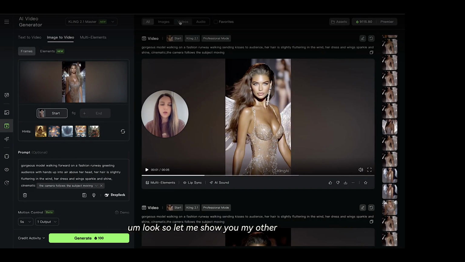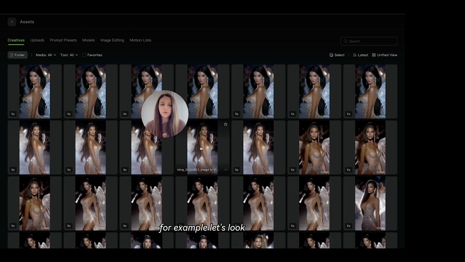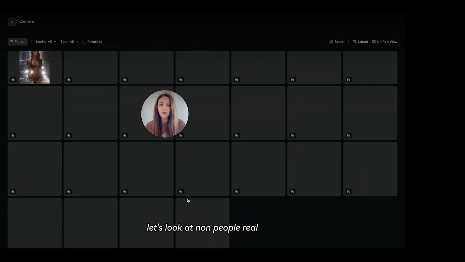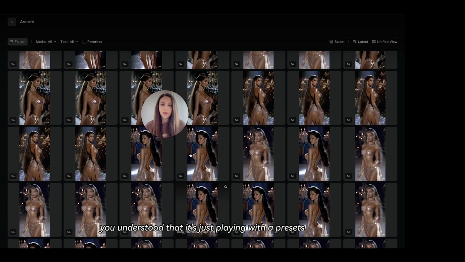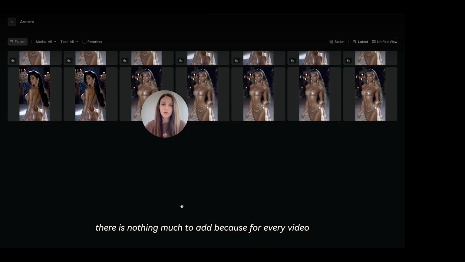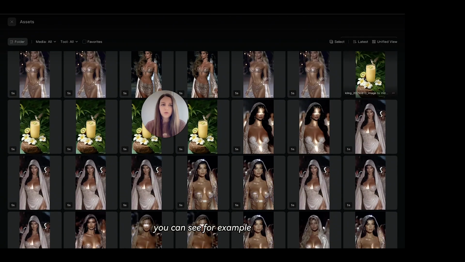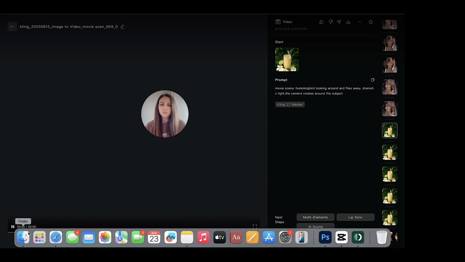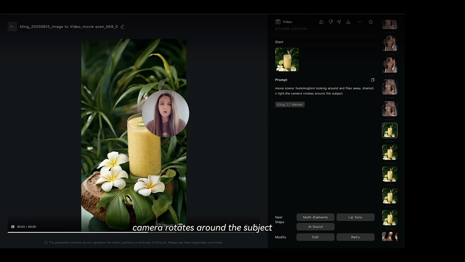So let me show you how I animated another thing. For example, let's look at a non-people reel, because I think with people, you understood that it's just playing with presets. Basically, there is nothing much to add, because for every video it will be the same. You can see, for example, on this subject that I did for a coffee shop and their drink, once again, the camera rotates around the subject.